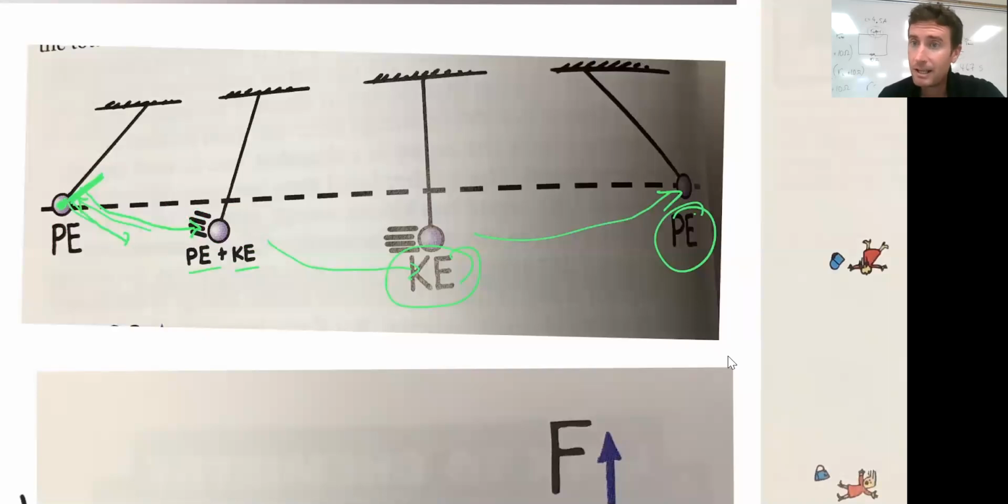So a pendulum is just a transfer mechanism from potential to kinetic to potential to kinetic to potential to kinetic. It just keeps going back and forth. And it goes fastest at the very bottom. And then it comes to a stop at the very top before it switches directions and goes the other way.